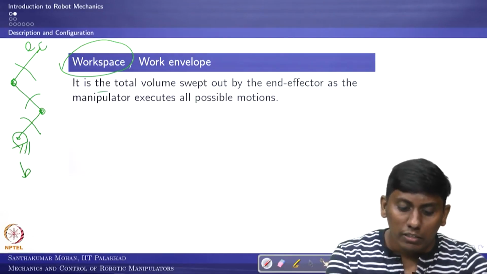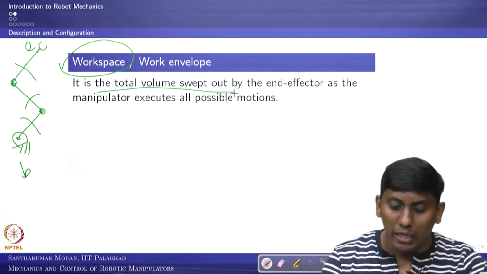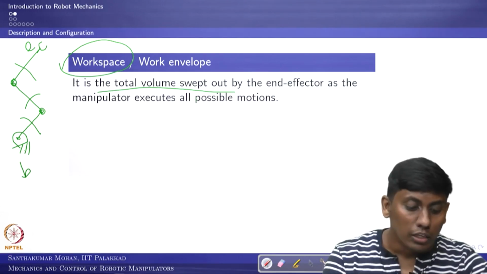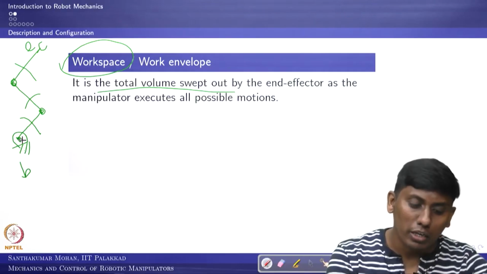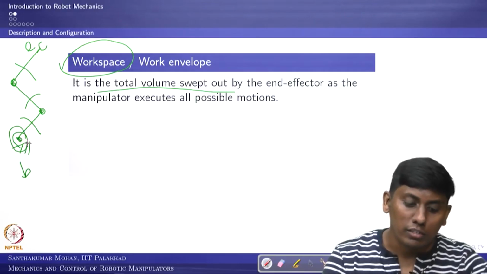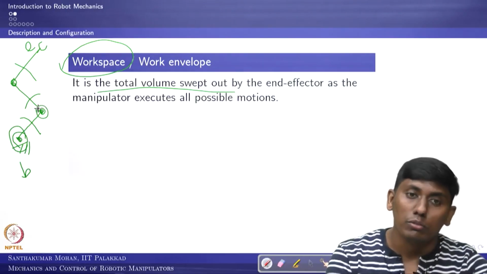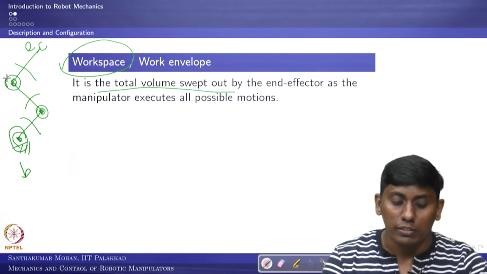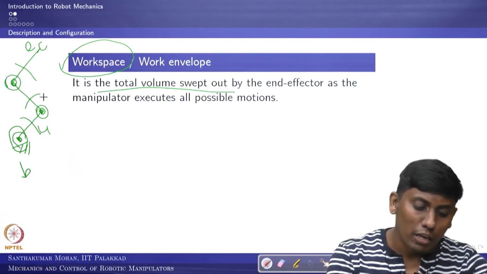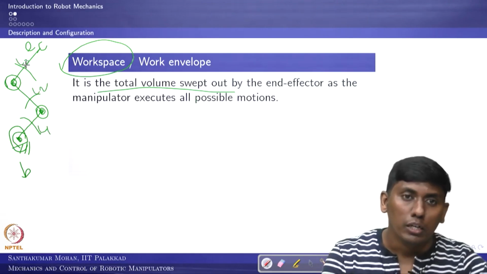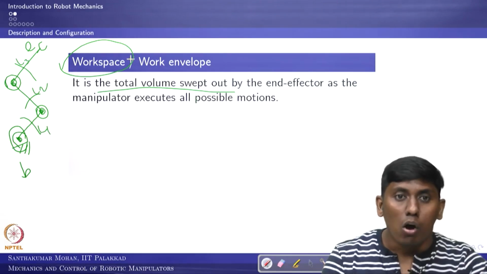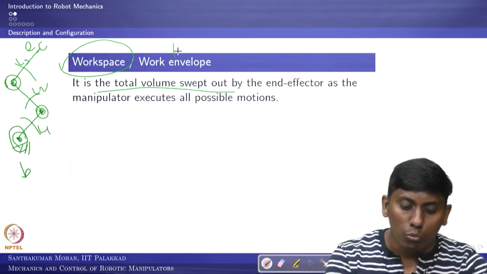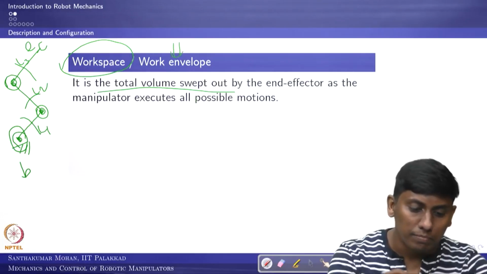It is the total volume swept out by the end effector as the manipulator executes all possible motion. For example, I connect a motor here that rotates 0 to 360 degrees. This is also going to rotate 0 to 360, and this is also going to rotate 0 to 360. The lengths L1, L2, L3 are all known. So what would be all the possible configurations of the system? That is what you call the work envelope or workspace.